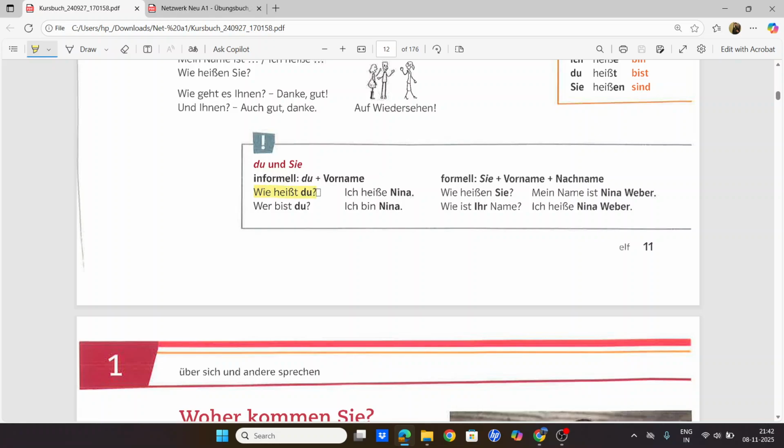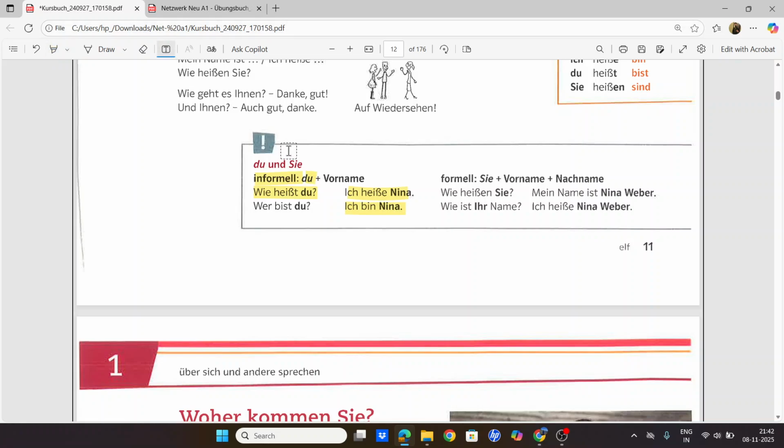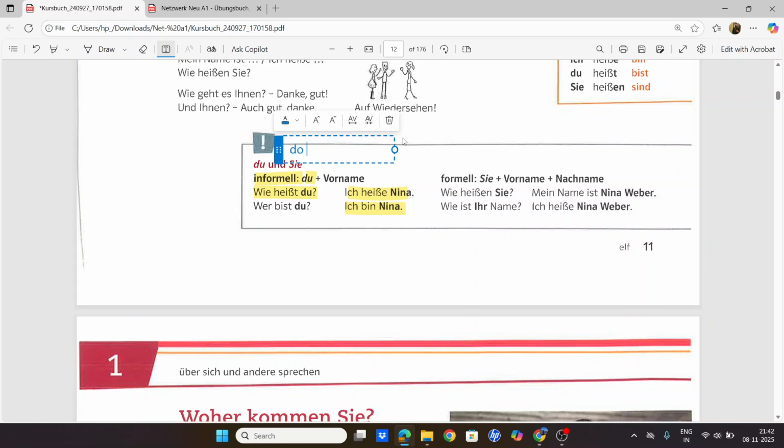You are going to ask Wie heißt du, and they are going to answer Ich heiße Nina, or Ich bin Nina. Both answers would be correct, and you can ask Wie heißt du or Wie bist du. Both questions are also correct, but it's an informal structure. Remember that. You are using du, which stands for you in English. Remember that du is equal to the you that we use in English. There is no formal or informal in English, I understand that, but in German we have du or Sie.